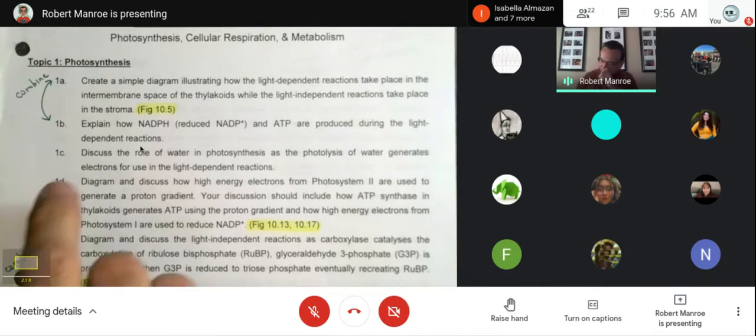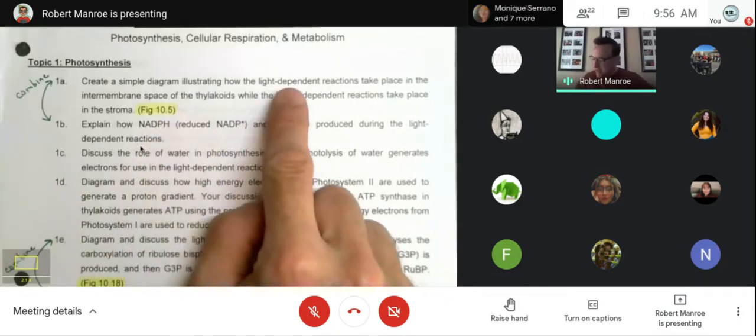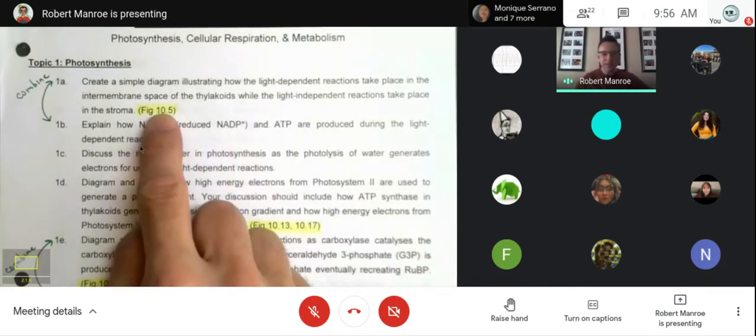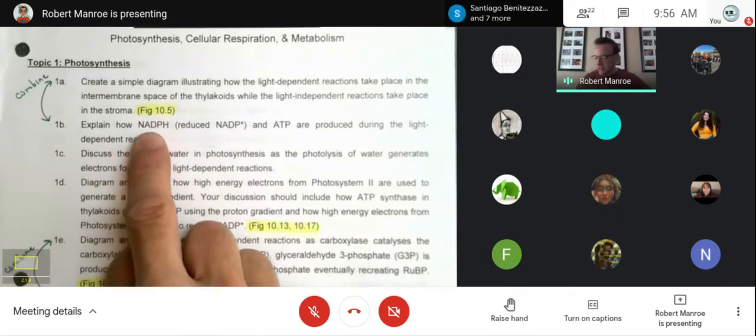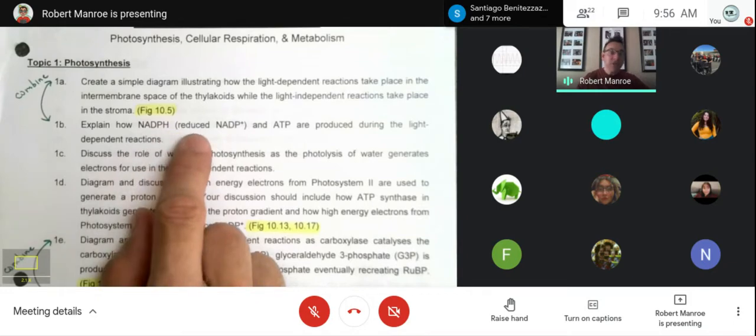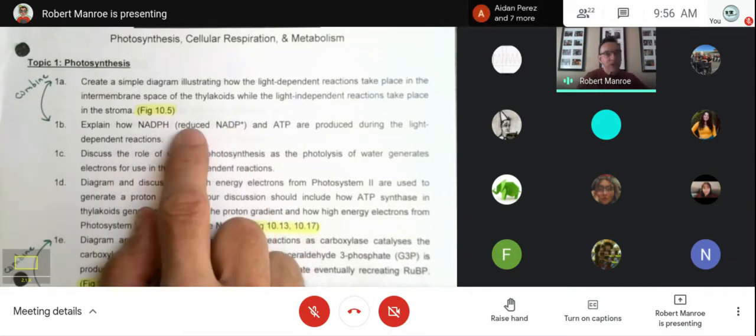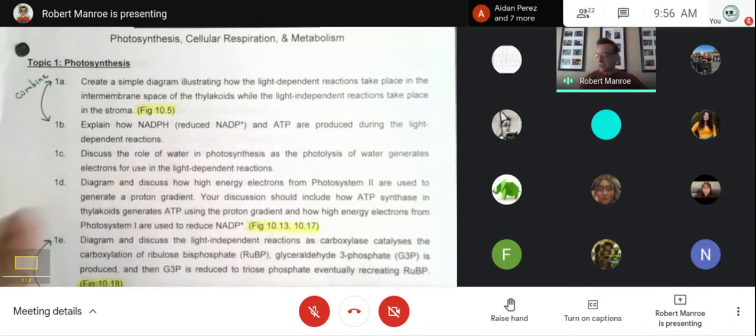So it says create a simple diagram illustrating how the light-dependent reactions take place. Simple. That's image 10.5. Then talk about NADPH, which is simply the reduced form of NADP. So when you reduce NADP, that makes NADPH. When you do this in your core, combine these two.